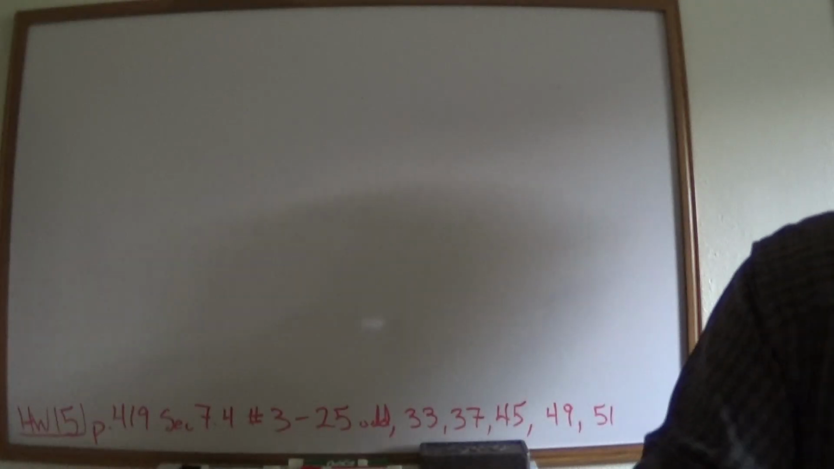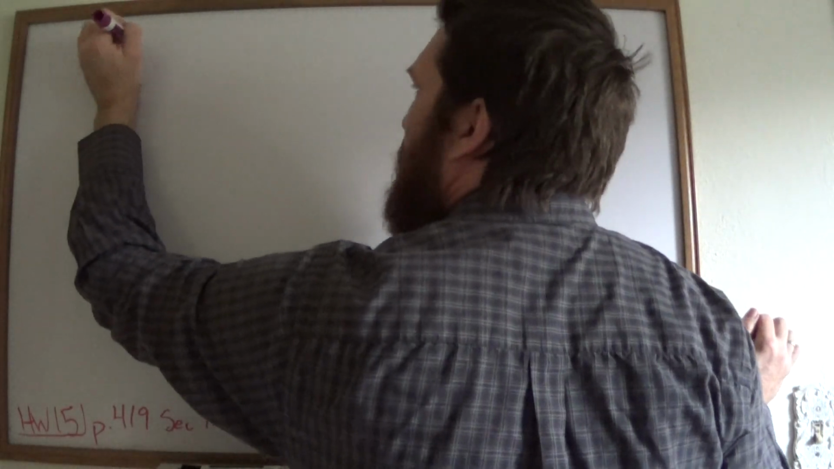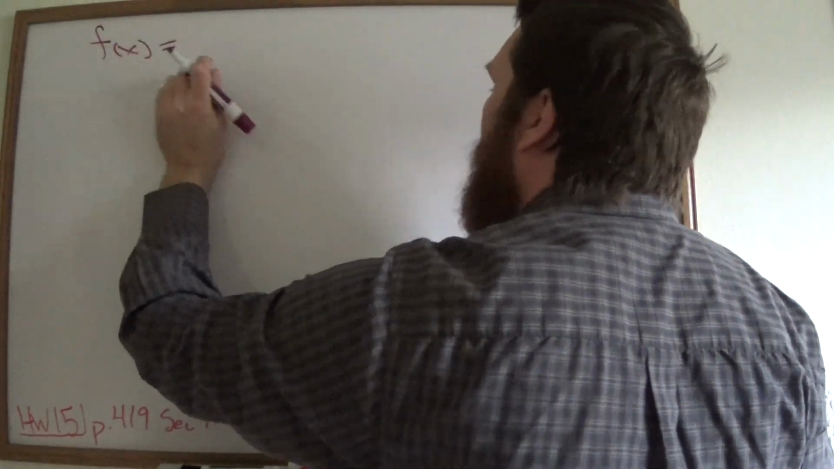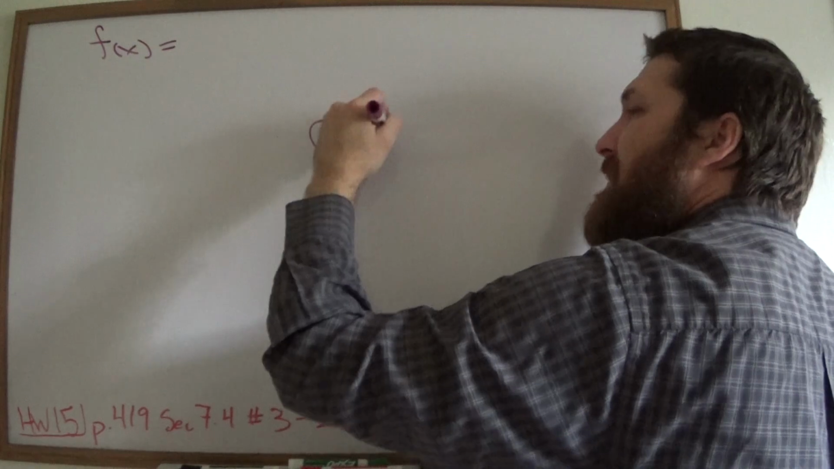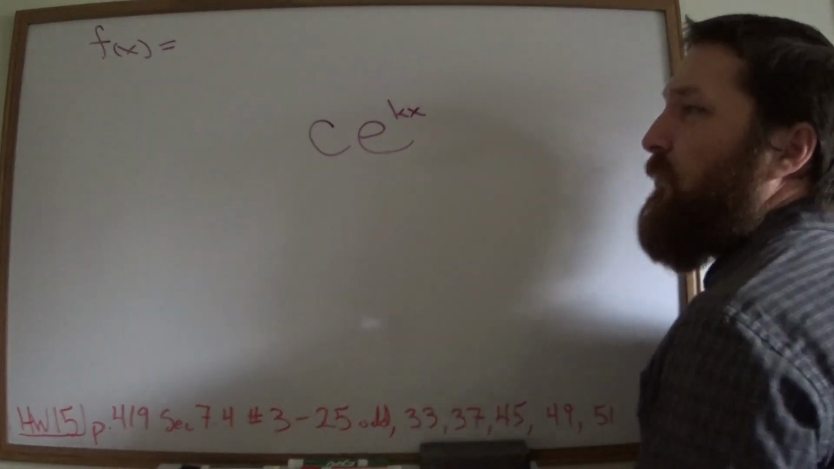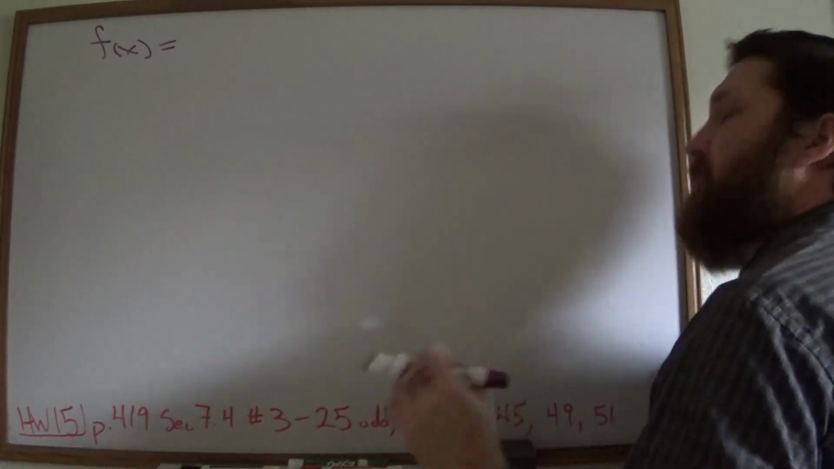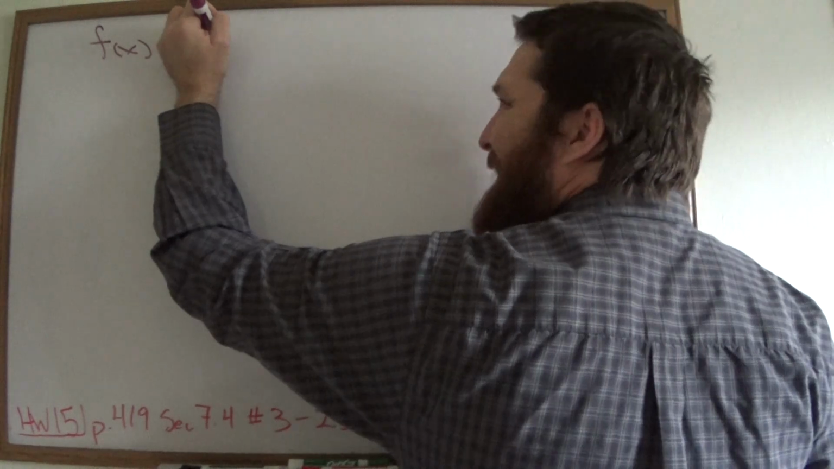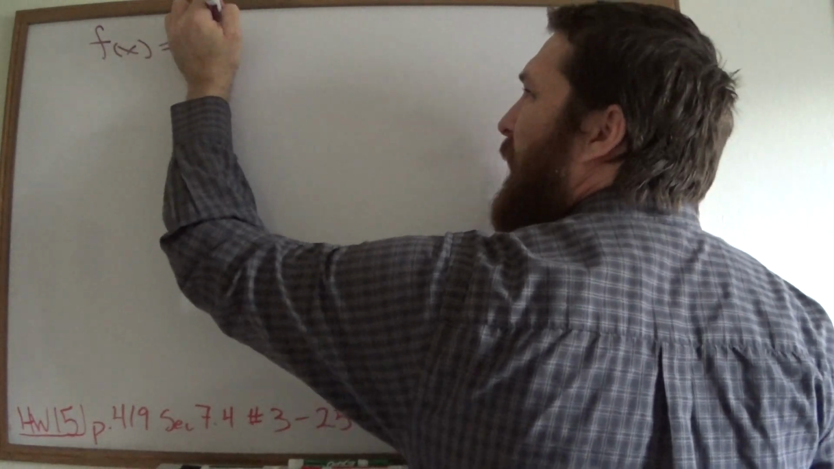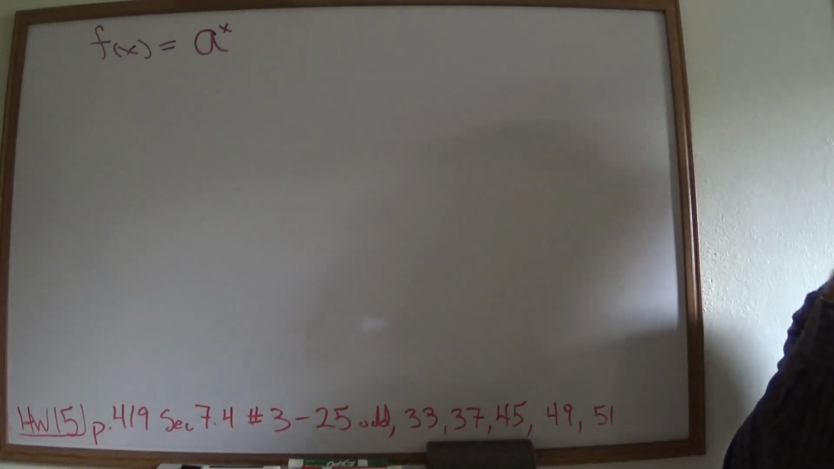So, okay. We know all about what happens if your f of x is e to the x, or some constant times e to the x, or some constant times e to some constant times x. We know how to deal with all that. But what if your base is different? That is, what if it's not e to the x, but some other number, a to the x? What do we do with that?